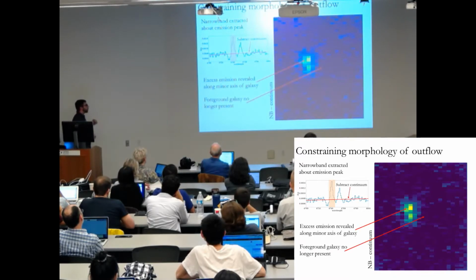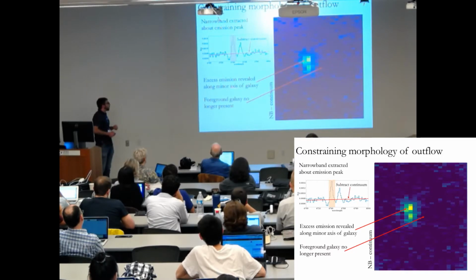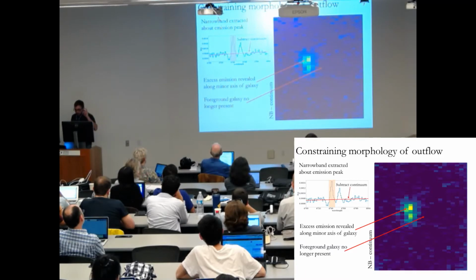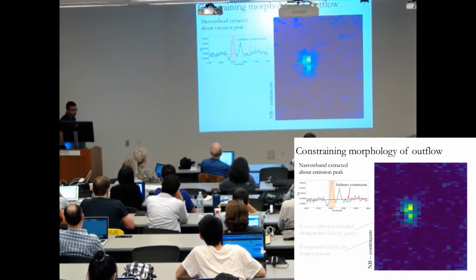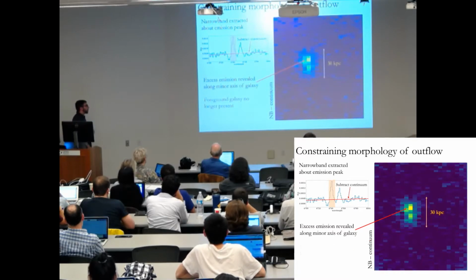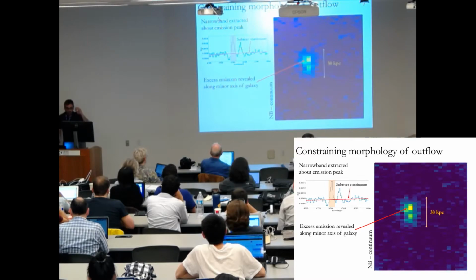So I'll just point out two things here. The foreground galaxy is gone, and we have this excess emission that is above and below along the minor axis where the previous background galaxy was. So just A-B these here for a second. And then I'll put the spatial scale here. This is about 30 kiloparsecs all the way across, so about 15 kiloparsecs on either side.